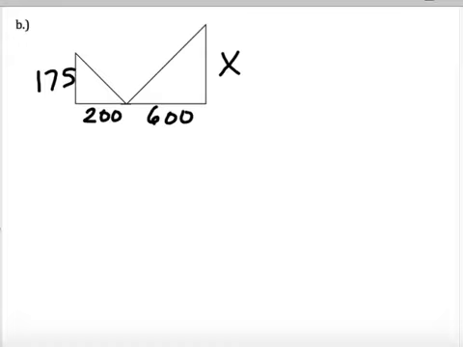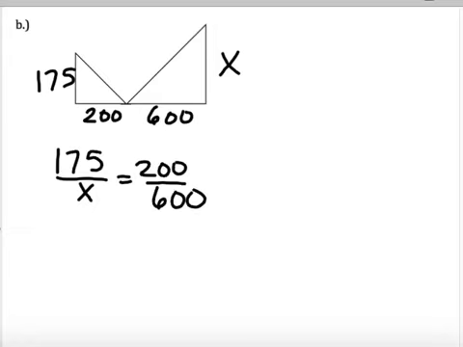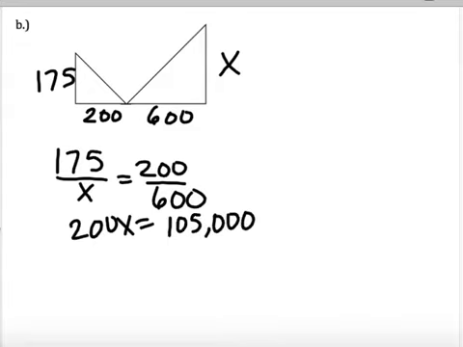So again, we could have 175 over x maybe this time. They're in corresponding positions, equals 200 over 600. So cross products here end up as 200x equals 105,000. Divide both sides by 200, getting 525 centimeters tall. We divide by 200.